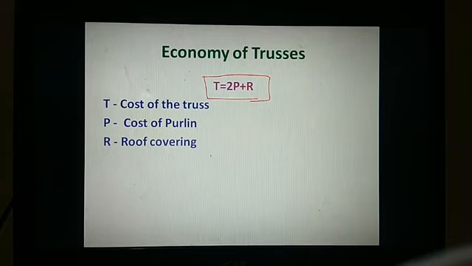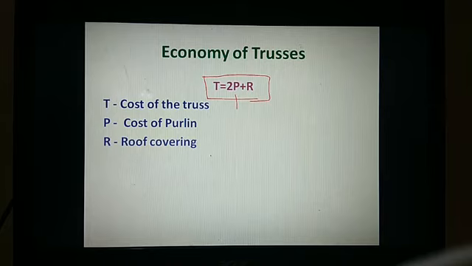So when T is equal to 2P plus R, what do you mean by T? T is the cost of the truss, P is the cost of purlin, R is the roof covering. That means the economy of truss always depends on the cost of the purlin and the type of roof covering, right? What purlin you are using, whether an angular purlin or C purlin or I purlin, based on the purlin cost your total cost of the truss is going to be decided.